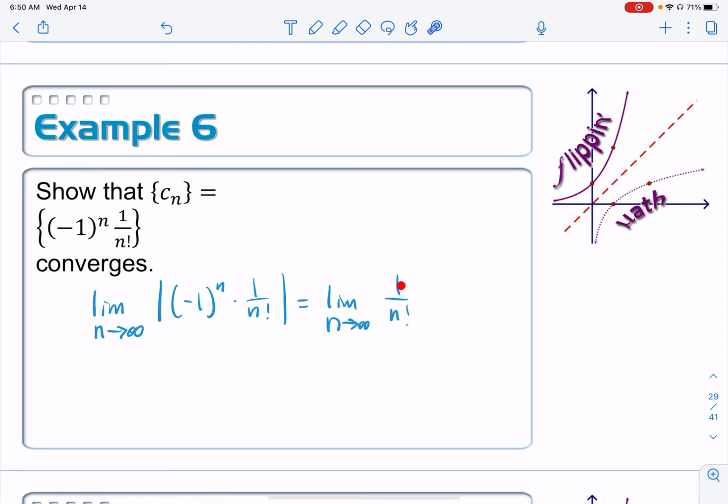We have 1, which is constant, over something that is getting increasingly larger. This is going to converge to 0, which means that the limit as n approaches infinity of the original one, which is -1 to the nth power, times 1 over n factorial, is also 0. So essentially, when we look at the graph here, these terms of the sequence are just going to decrease towards 0. These are going to oscillate, but they're going to oscillate closer to 0.